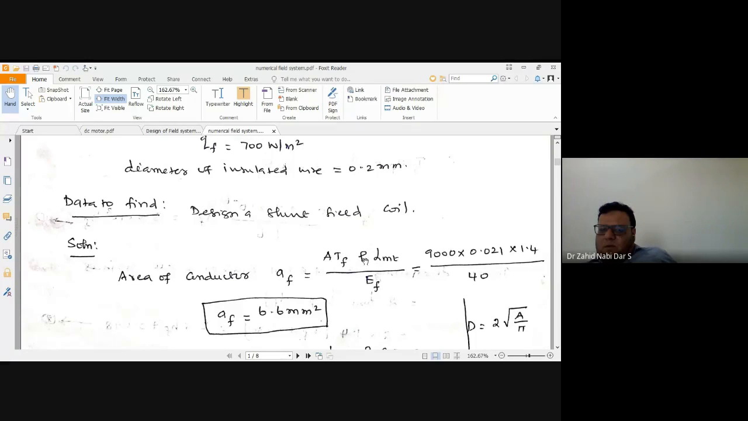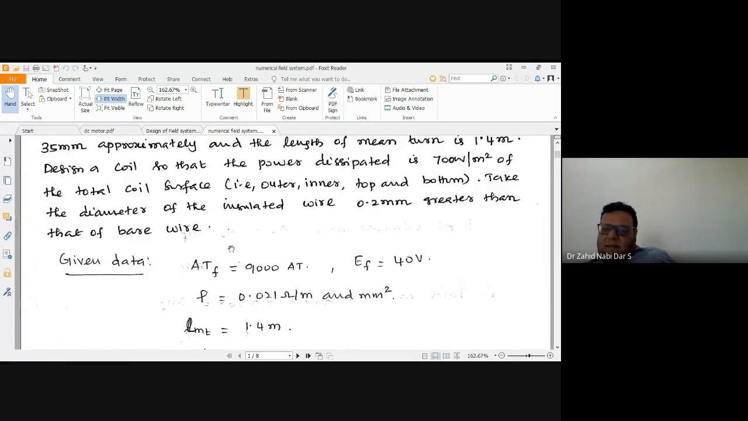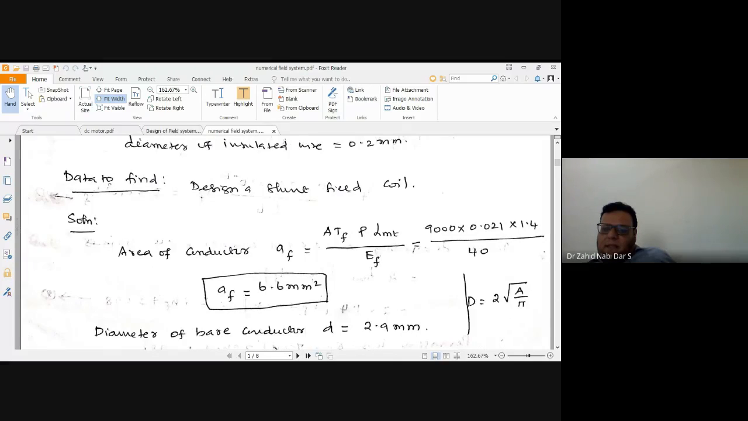So instead of that, what is he writing? Rho L in the top, that area, and then this voltage. So basically the total cross-sectional area depends upon the ampere turns. This ATF is given as 9,000. Here it is given 9,000. Then rho is also mentioned as 0.021, LMT is seen as 1.2, and EF is 40.